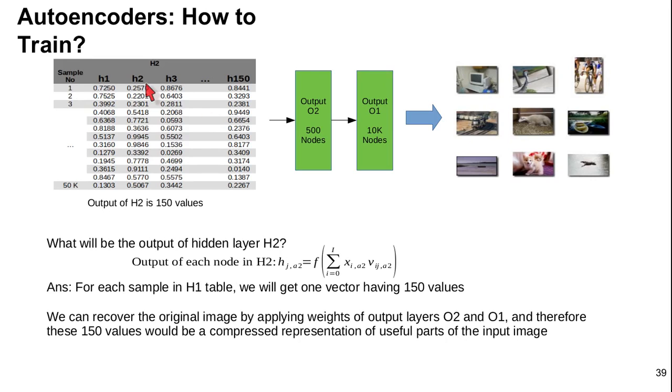It can be shown that the 150 feature values obtained from autoencoder A2 hidden layer H2 can be passed through the output layer O2 and output layer O1 of autoencoders A2 and A1 respectively to recreate the original image. Using this argument also, we can say that each of these feature vectors is a compressed representation of an image and stores the useful features in the image.